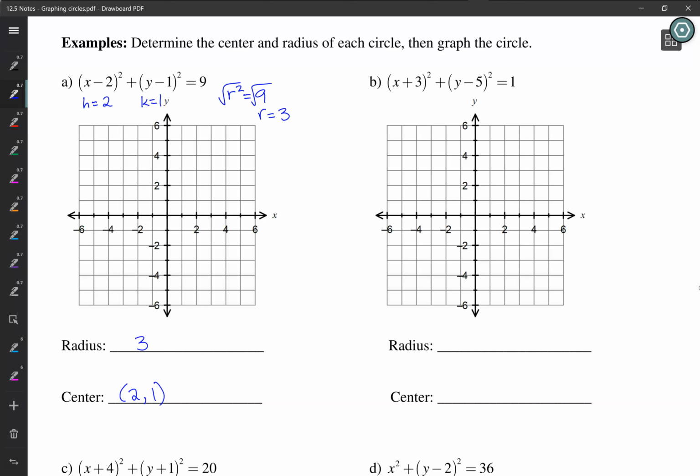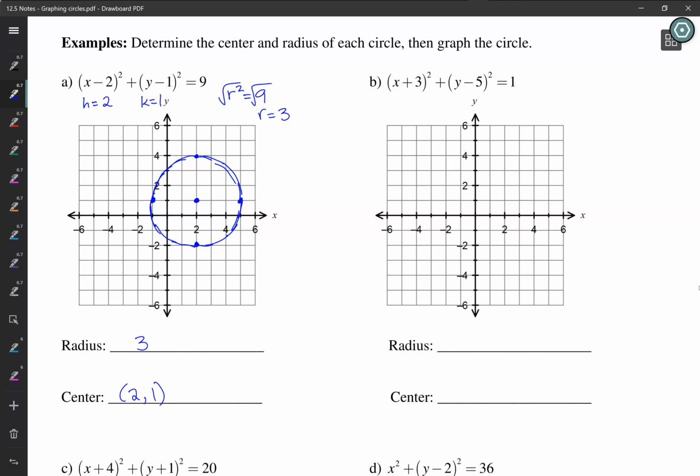So the only difference graphing this is that the center isn't at 0, 0. I have to find the center. So the center is at 2, 1. So right 2, up 1. There's the center. And I go up 3, down 3, right 3, left 3 from there. Try to make it somewhat circular. Yeah, lovely.